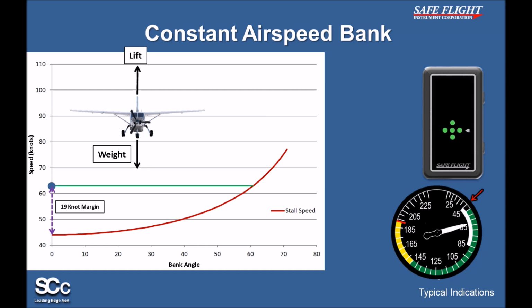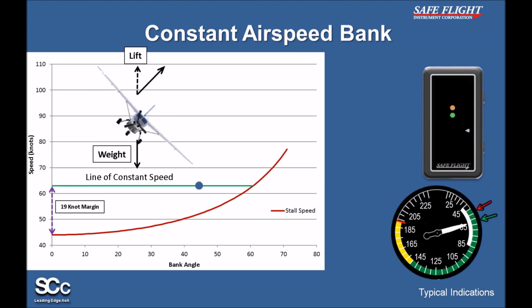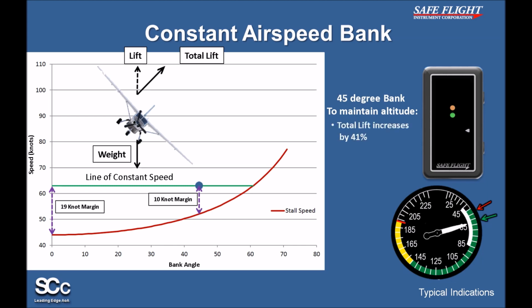This green line is the line of constant speed we will be flying along, also shown by the green arrow next to the ASI. As the plane banks to a 45 degree bank angle, the margin above stall is reduced to 10 knots, because the angle of attack had to increase, as shown on the SCc, to generate more total lift, so the upwards component remained constant. Thus, to maintain altitude, the total lift had to increase by 41%, while the stall speed increased by 19%. This effect is furthered as the bank angle continues to increase to 60 degrees.